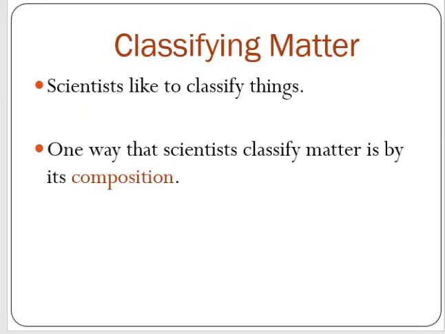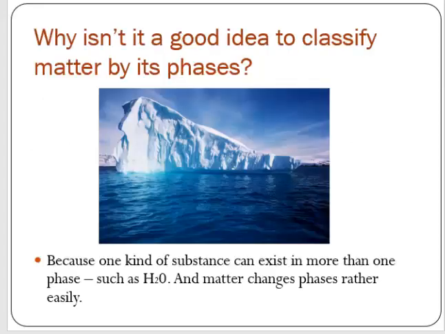Like we know, scientists love to classify things, and one of the things that we like to do is classify matter. One way that we classify matter is by its composition. We look at matter and ask what it is composed of, and then we can classify it into categories. The reason we do this is because it is the best way to do it.